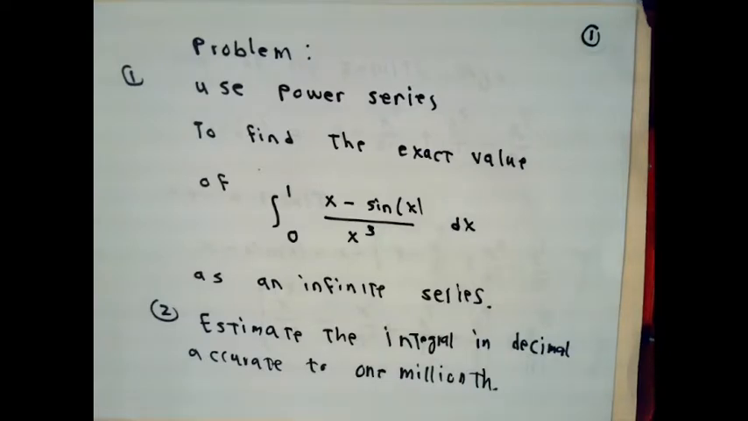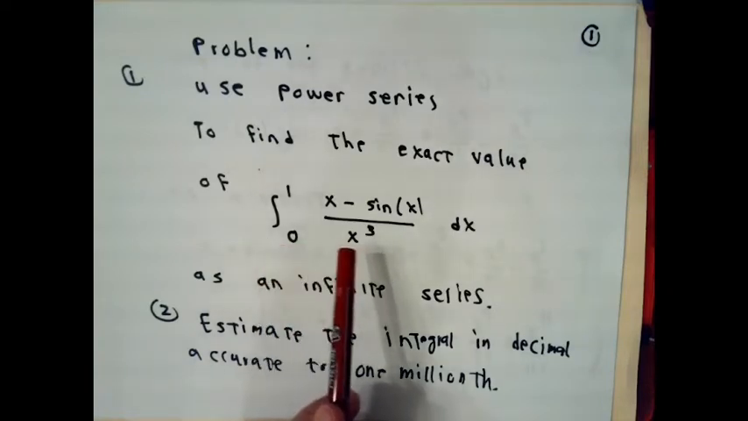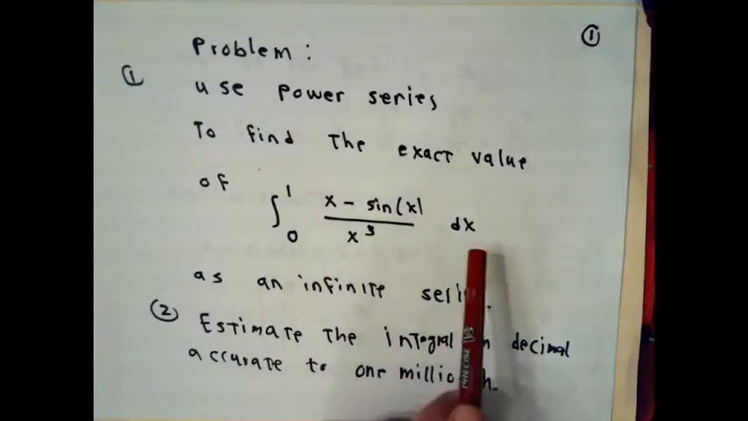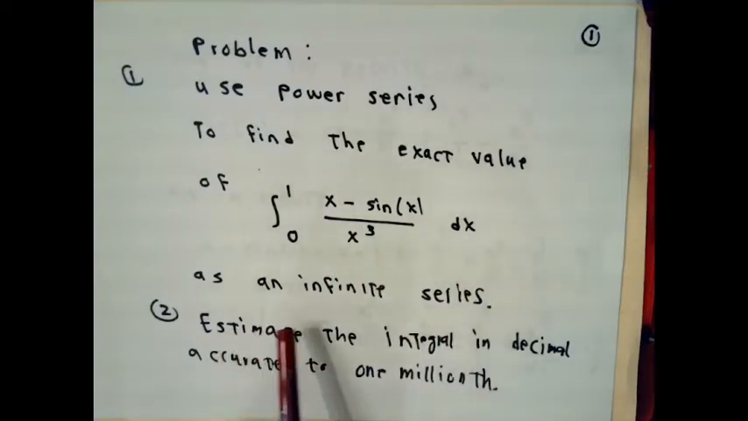I've been asked to elaborate a little bit on the problem of a type that's similar to what's on your test. So here's a problem. I want to use a power series to find the exact solution of the integral from 0 to 1 of (x minus sine x) over x cubed with respect to x. I want to express my answer as an infinite series.